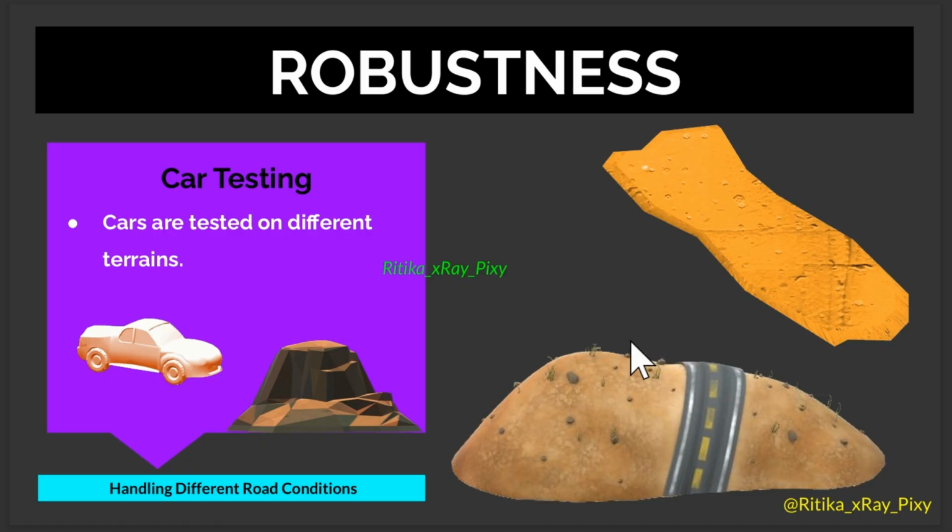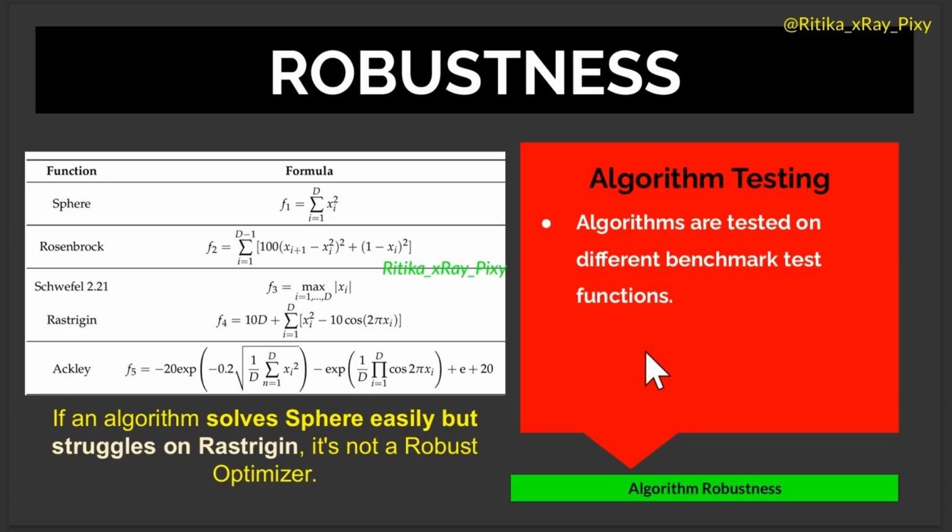Algorithm robustness. For example, during car testing in real life, cars are tested on different smooth roads, mountain, and snowy conditions to ensure they perform well in all situations. And during algorithm testing, we test the algorithm on different benchmark test functions. In benchmark test functions, we have both easy and hard optimization problems. Using this, we will check their robustness.